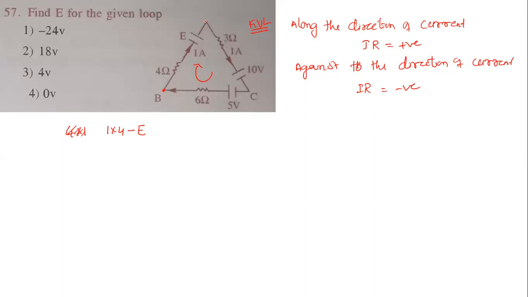Now I'm going towards C. So along the current, right? So plus 1 ampere into 3 ohm. And I'm reaching the positive terminal of the battery, so it is plus 10. And I'm at C now, reaching the negative of the battery, right? So it is minus 5. And here the current is the same current, right? 1 ampere only flowing here, right? Here also 1 ampere. So it is plus, along the direction. So 1 into 6, that is equal to 0.